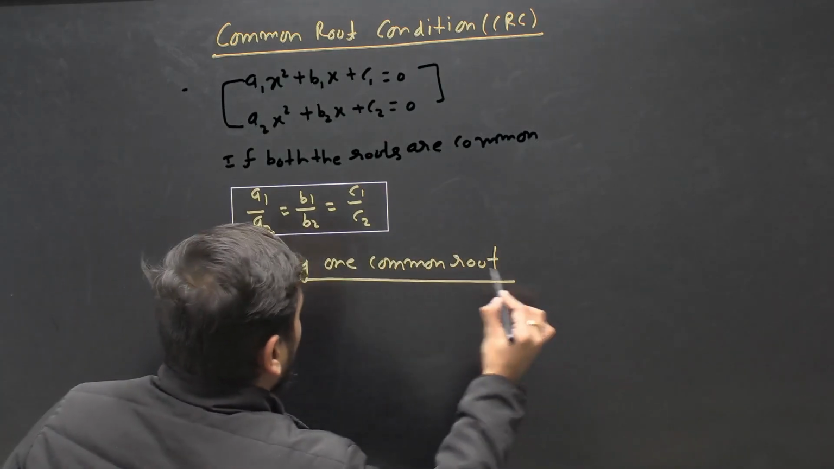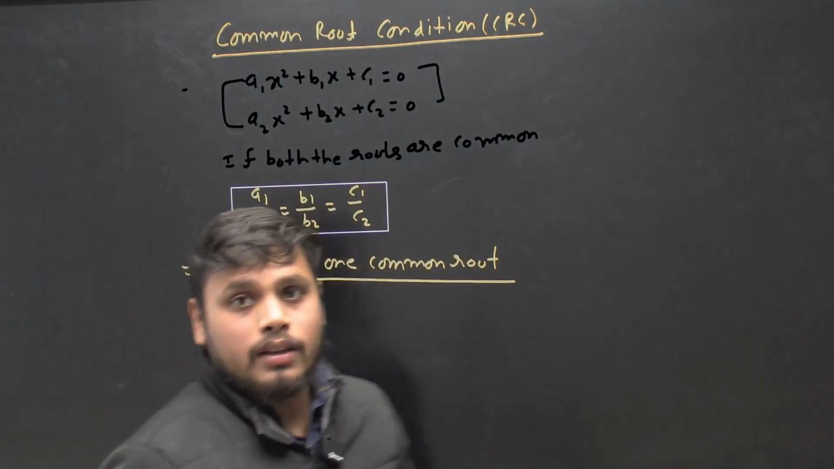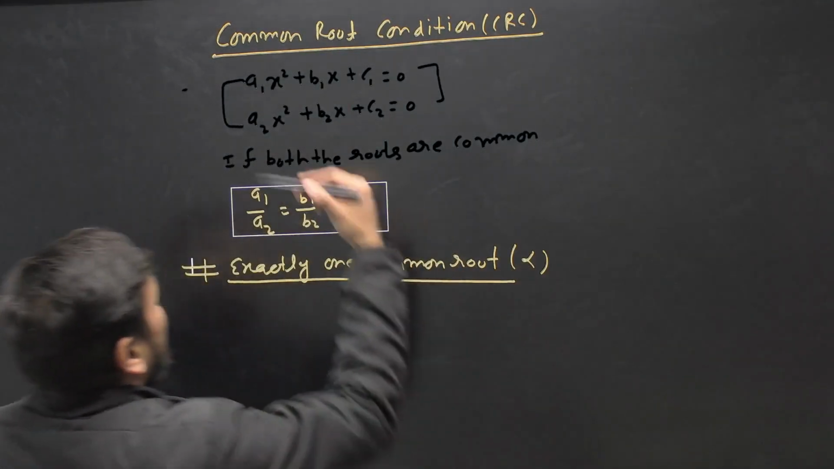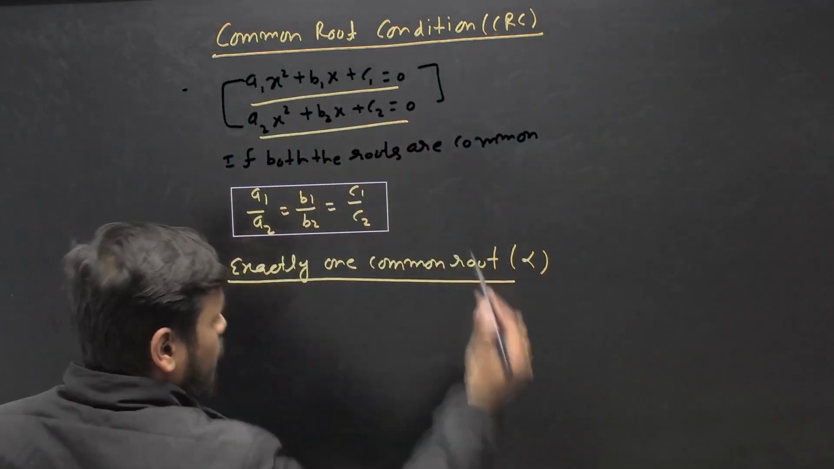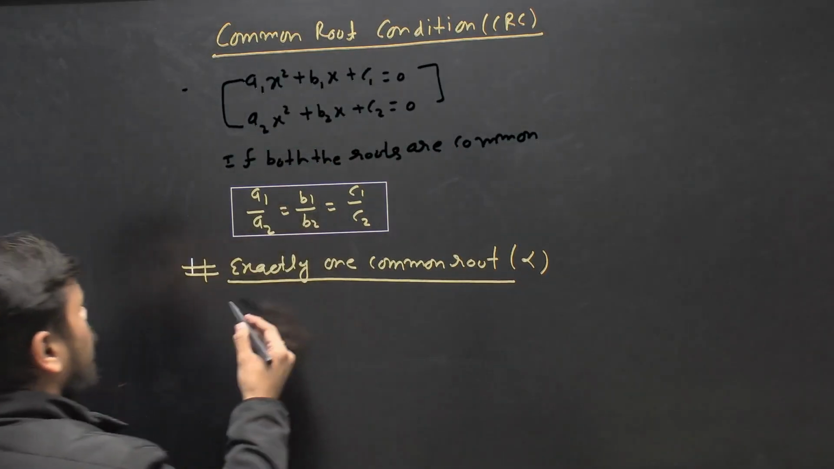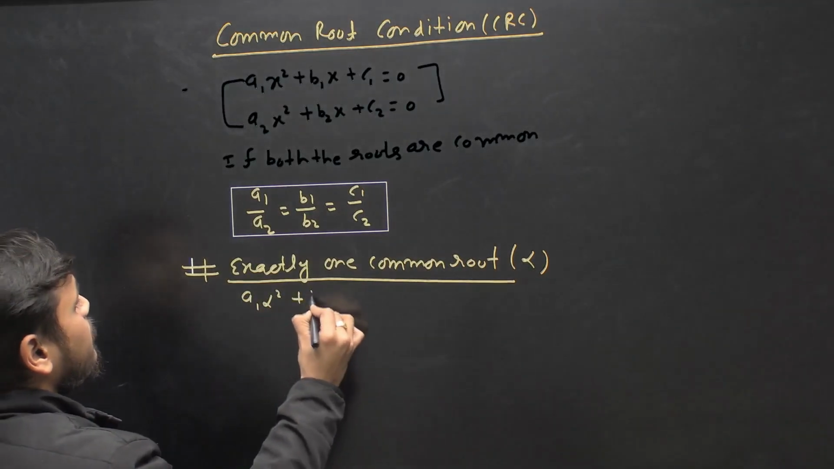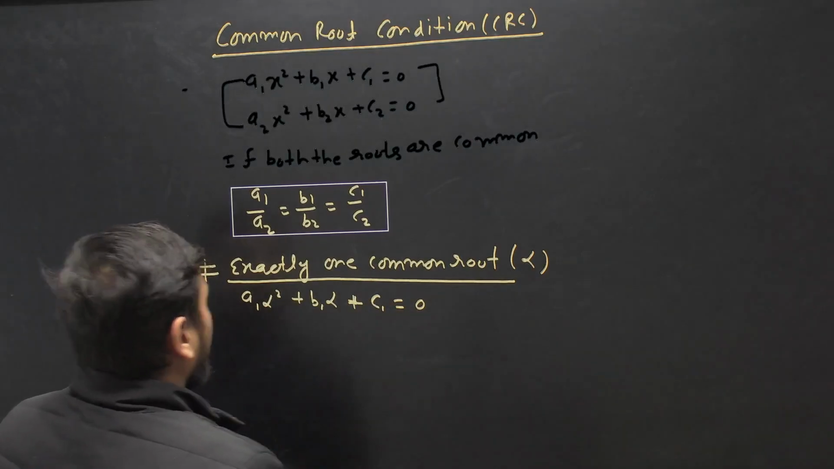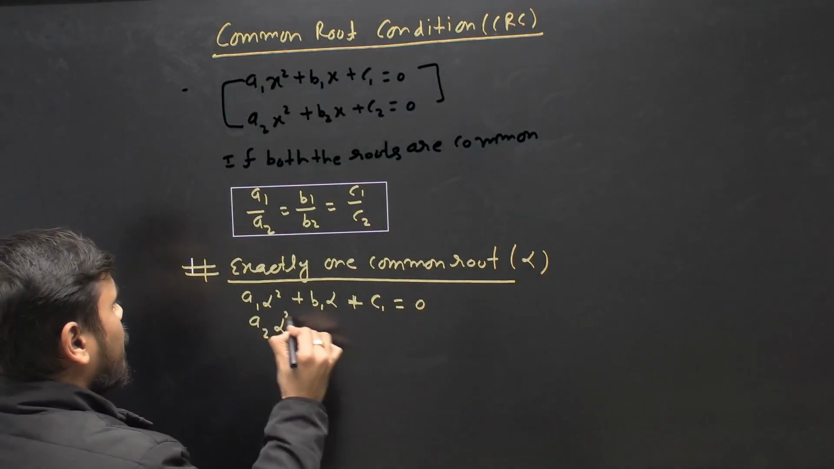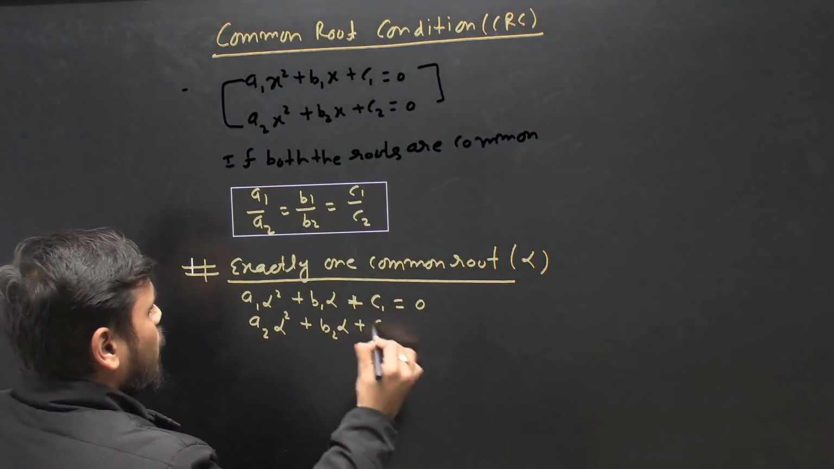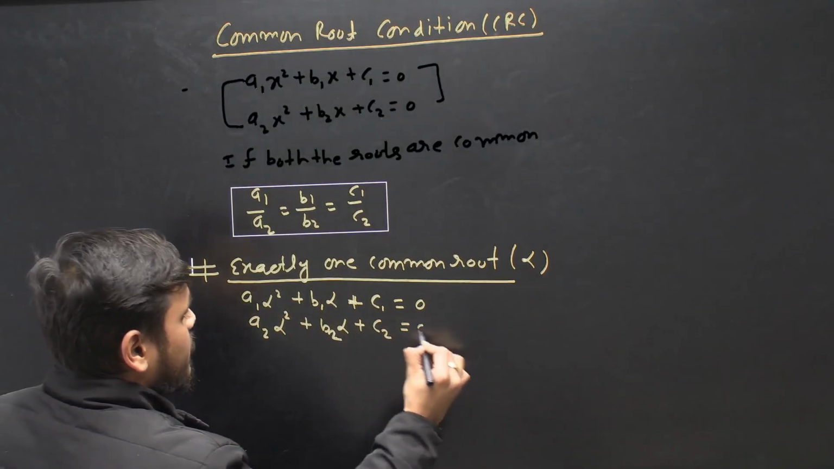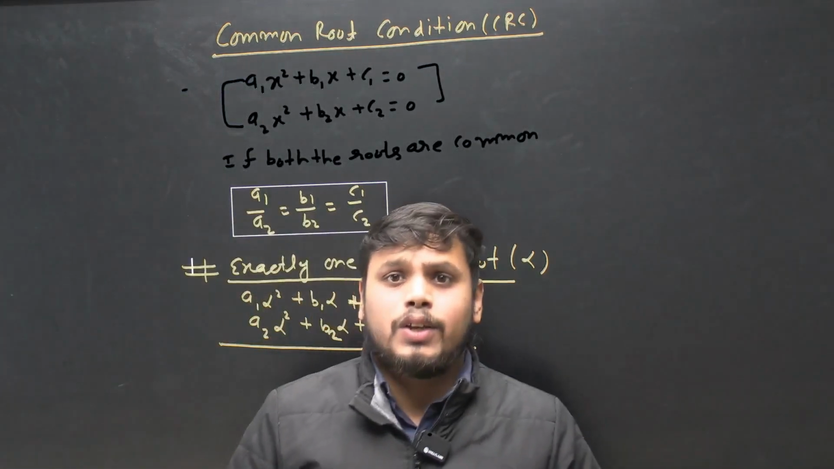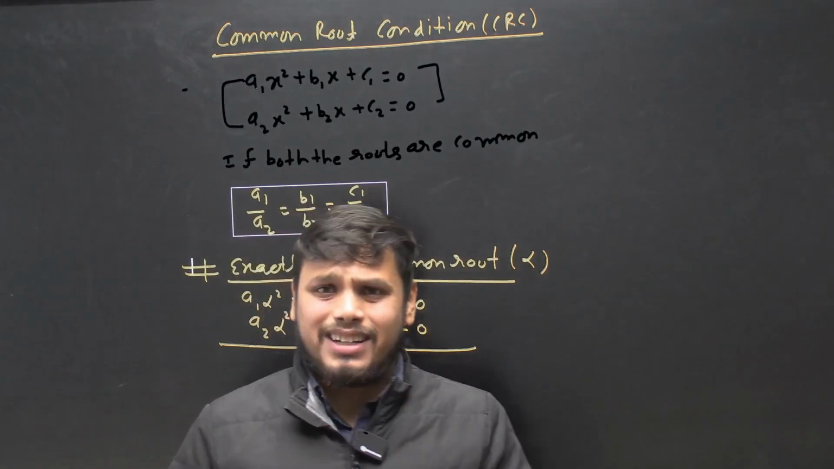If one root is common, then it should satisfy both equations. Let's say the common root is alpha. So alpha is a root of the first equation as well as the second equation. So a1 alpha square plus b1 alpha plus c1 equal to 0, and similarly a2 alpha square plus b2 alpha plus c2 equal to 0. Alpha will satisfy both the equations. Now you know how to solve two equations using the cross multiplication method, which you have already read in junior classes.